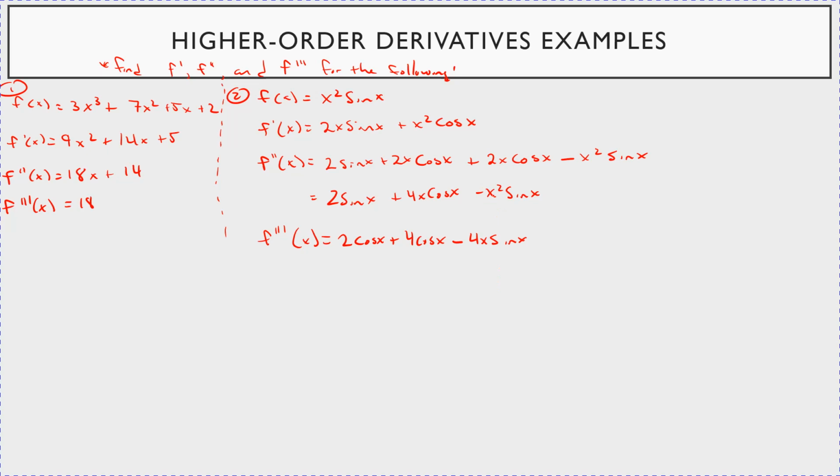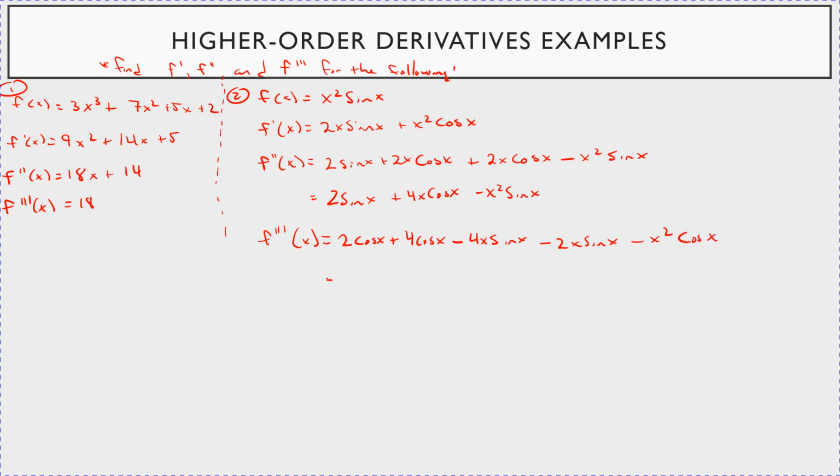Now this negative, keep the negative with it. Okay, that's really, really important. So then here, this becomes minus 2x sine of x, minus x squared, and then derivative of sine of x is cosine of x.